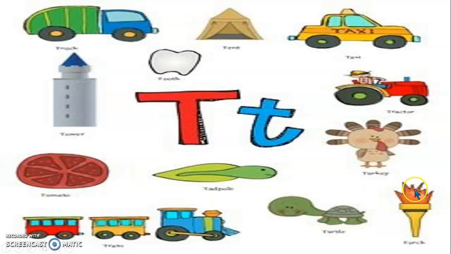Turtle. Torch. Turkey. Like tractor. Taxi. Tent. And tooth.